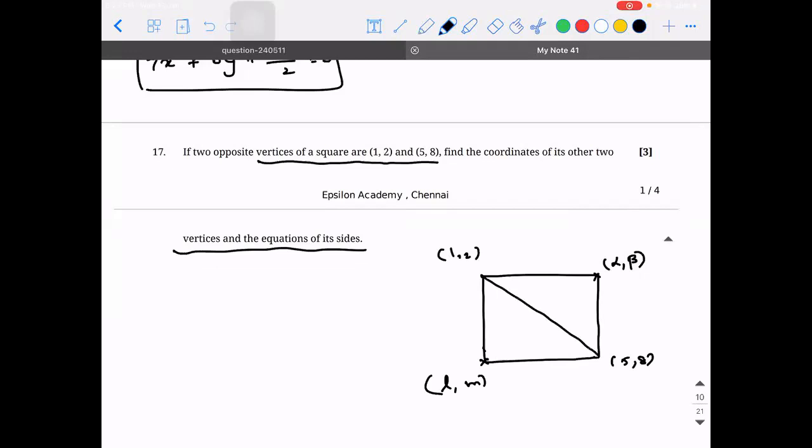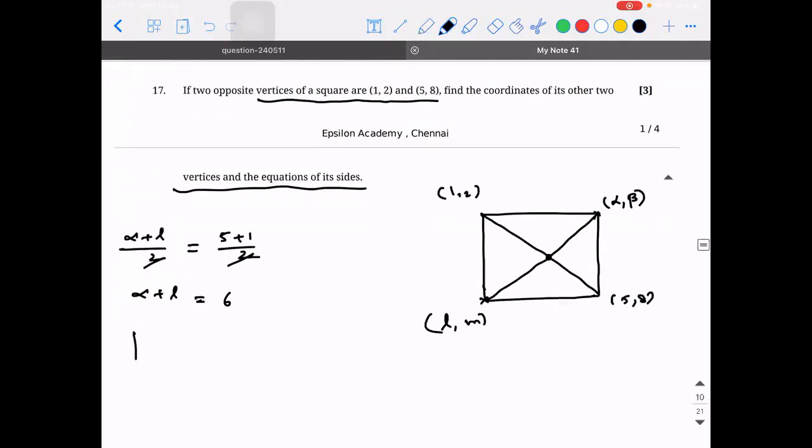So for a square, what will happen is the midpoint of the diagonals is going to coincide, right? So can I say alpha plus L by 2 is equal to 5 plus 1 by 2? So alpha plus L is equal to 6. Similarly, beta plus M is equal to 10. Is there anything else that I can do? Yes. So there are actually 4 unknowns. So 4 unknowns means how many equations do we need?